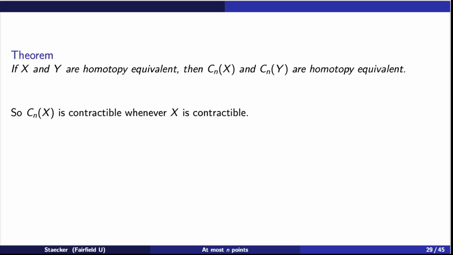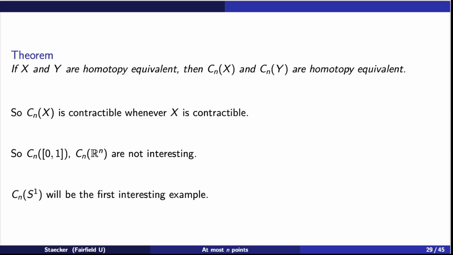So in terms of trying to look for interesting examples, this means if x is contractible, then this configuration space will also be contractible. And so that means the configuration space of the interval or of Rn, these are not interesting to talk about. The first kind of non-trivial example would be the configurations on the circle, which is the title of the talk.